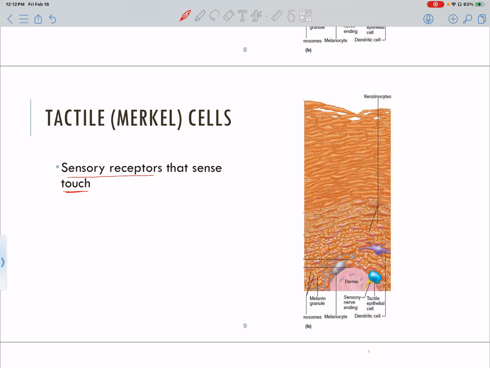And here's a picture of one down here. They lie very deep in the epidermis, really close to the dermal layer down here. So all of these cells, the dendritic cells, melanocytes, and our tactile cells, are in the deepest layers, and you'll see why in a little bit.